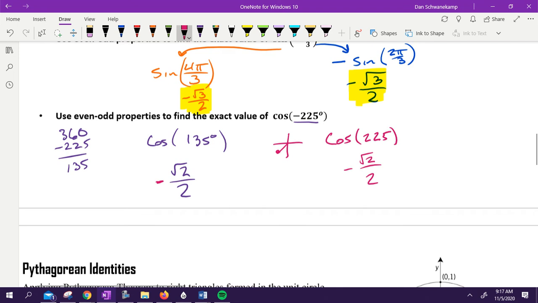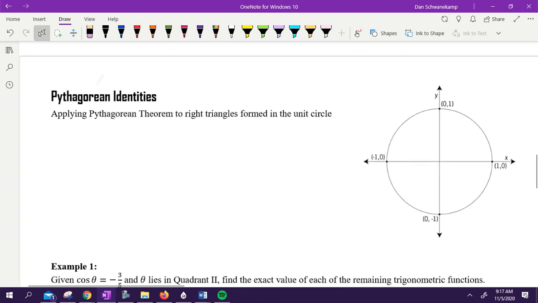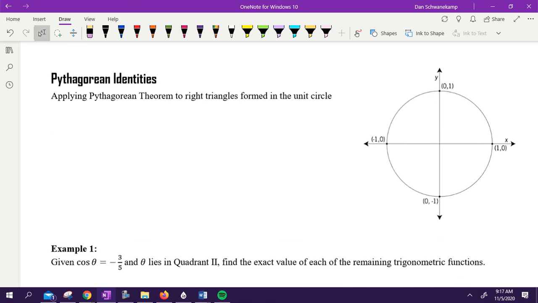Let's learn something else that you'll hate me for. Flip it over. Let's apply the Pythagorean theorem to right triangles formed on a unit circle. These are called Pythagorean identities. We're going to use this all the time. You've got to be good at this. We're not going to use it a lot this chapter, but the next chapter, we use it all the time.